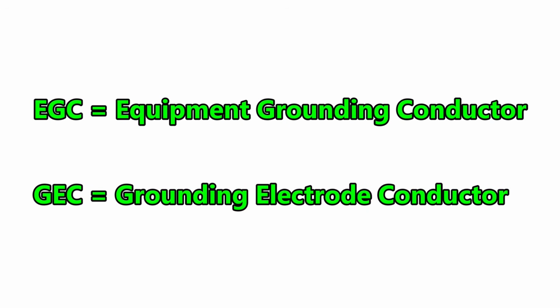So what is the difference between an EGC and a GEC? Well, an EGC is our abbreviation for Equipment Grounding Conductor, and GEC is our abbreviation for Grounding Electrode Conductor. Notice both of them include the word grounding and the word conductor. Let's first look at grounding electrode conductor.